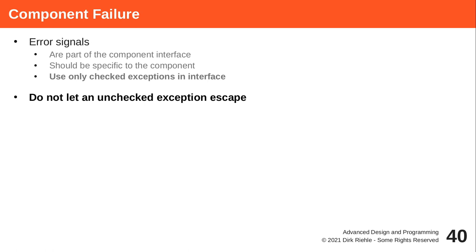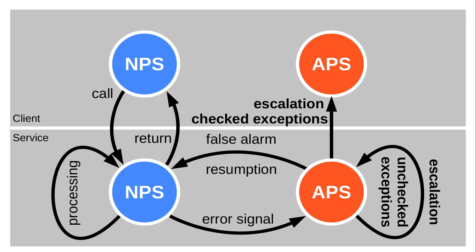There's a corollary to that, because there should only be checked exceptions. Here you can see it again. There is the initial bottom left normal processing state. An error is detected and signaled, and it is escalated using unchecked exceptions until it reaches the original entry point to the component, where it's decided that it cannot be handled, sadly, and it's not further passed on as an unchecked exception, but at the component boundary, just behind the boundary, behind the interface, still in the service, the exception is turned into a checked exception and escalated to the calling client.